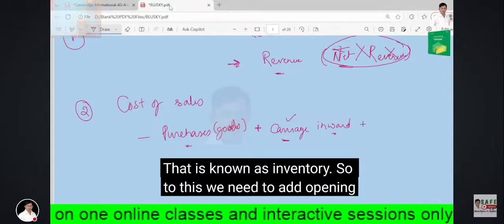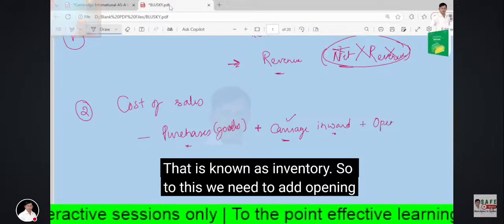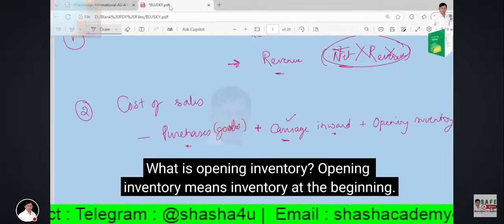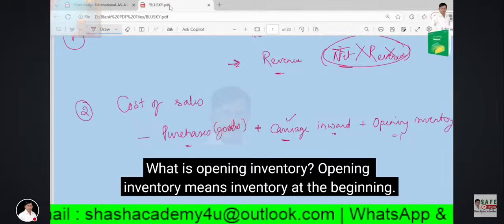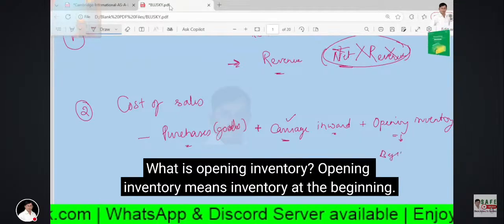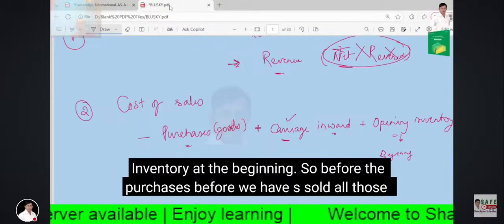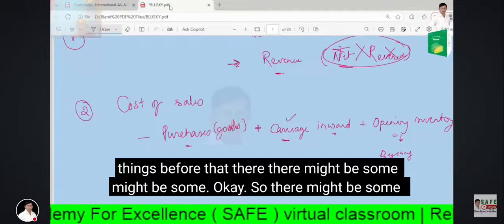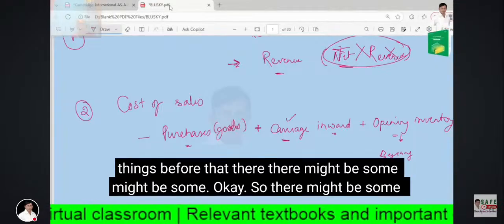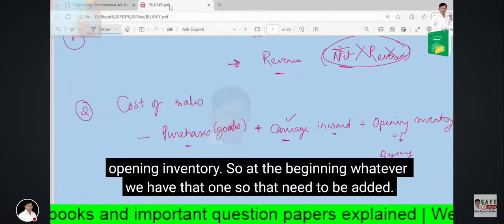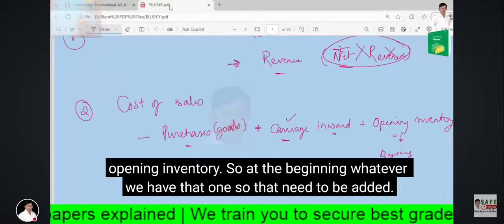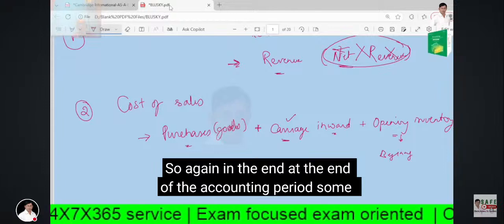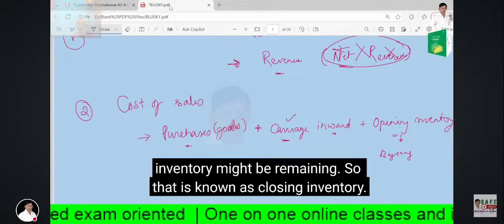So to this we need to add opening inventory. Opening inventory means inventory at the beginning. Before the purchases, before we have sold all those things, there might be some inventory. So whatever we have at the beginning needs to be added. Again, at the end of the accounting period, some inventory might be remaining. That is known as closing inventory.